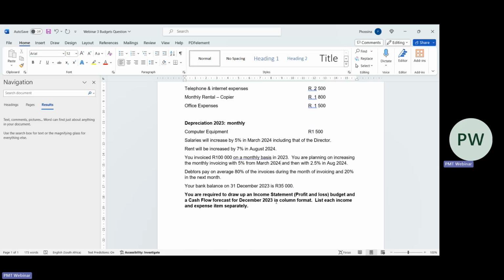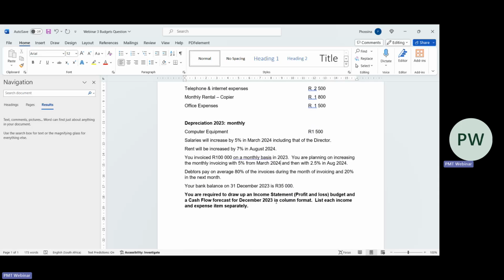You invoiced 100,000 on a monthly basis in 2023. Okay, so this is past, and then it shapes us into the future. We use it to build into the future. Our past, we utilize it for the future.